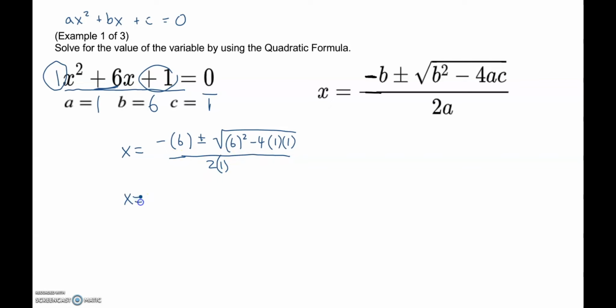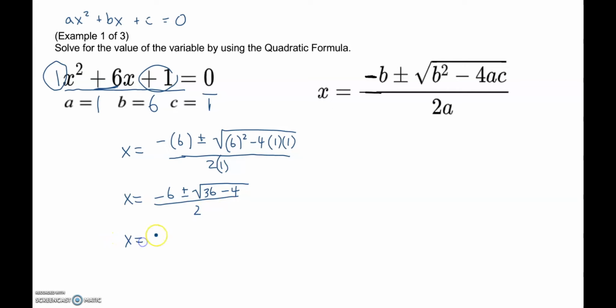Going forward, we have negative 6 plus or minus the square root of, what is 6 squared? 6 times 6 is 36. Negative 4 times 1 is negative 4. So that whole term becomes negative 4. The whole denominator term becomes 2 times 1, which is 2.